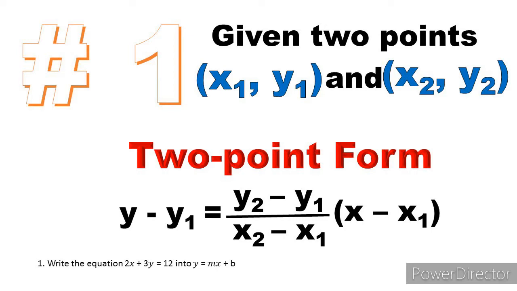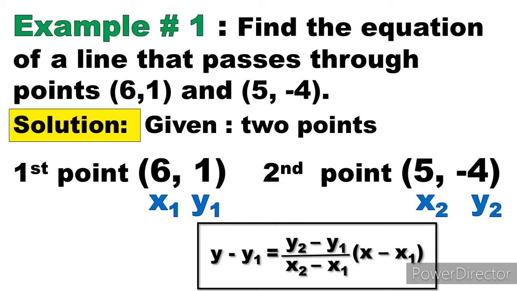Okay, para mas lalo nating maintindihan, ito yung example number 1 on how to find the equation of a line given 2 points. Okay? So, sa number 1, given 2 points, ibig sabihin, given ang dalawang point, that is what we call 2-point form. Okay? At ang gagamitin natin formula is y minus y sub 1 equals y sub 2 minus y sub 1 all over x sub 2 minus x sub 1 times the quantity of x minus x sub 1. And eto na yung example number 1.